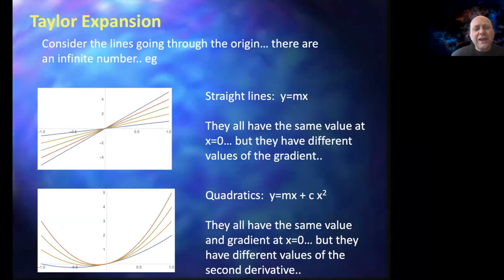So what I've drawn here are straight lines. They all have the formula y equals mx. Normally a straight line is y equals mx plus c, but because I want them to go through the origin, that fixes c to be zero. But nevertheless, there's an infinite number of these where I can pick any numbers I want for m.